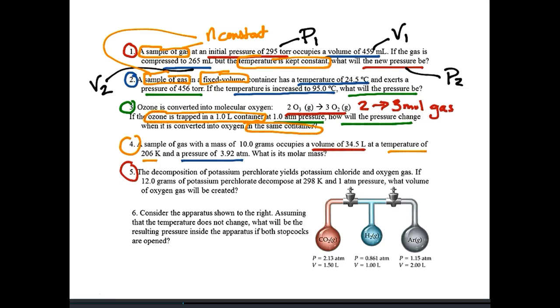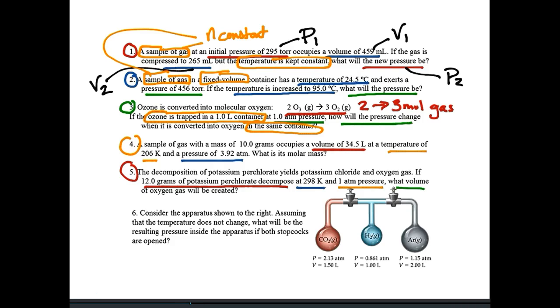Number 5, the decomposition of potassium perchlorate yields potassium chloride and oxygen gas. If 12 grams of potassium perchlorate decompose at 298 Kelvin and 1 atmosphere pressure, what volume of gas will be created? So here we're using the ideal gas law, and we're using some stoichiometry. We have to figure out how many moles of oxygen are created. So we start with 12 grams of potassium perchlorate, and we convert that into moles of oxygen that form.